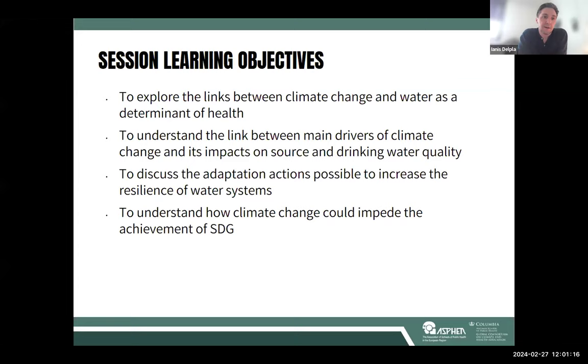So today the session learning objectives will be four different objectives. First of all, to explore the links that exist between climate change and water as a determinant of health of the population. The second one is to understand the link between the main drivers of climate and climate change and its main impact on source and drinking water quality. Then to discuss the adaptation actions possible to increase the resilience of society and water systems. And then to understand how climate change could impede the achievement of the United Nations Sustainable Development Goals.